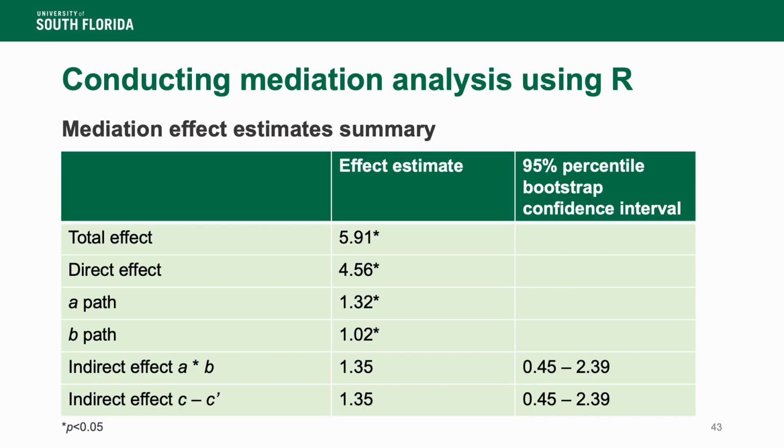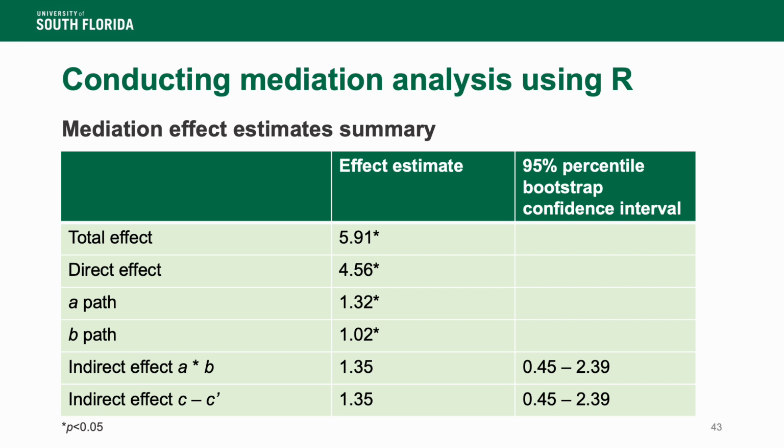Here we see the summary of the mediation effect estimates for a hypothetical data example. The estimate of the total effect was 5.91. The estimate of the direct effect was 4.56. The estimate of the APAF, so the exposure mediator effect estimate, was 1.32. The estimate of the BPAF, so the mediator outcome effect estimate, was 1.02. The asterisk behind these effect estimates indicates that they were statistically significantly different from 0.